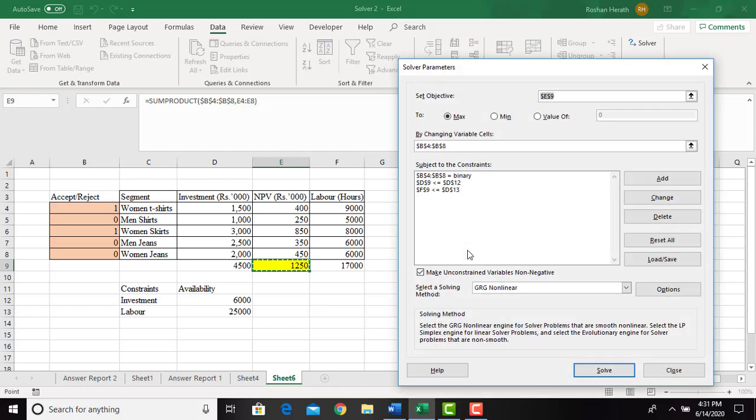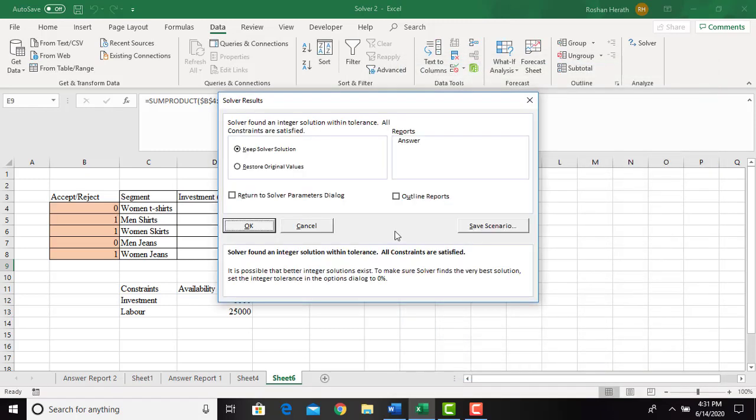So make it a simple linear relationship that you assume between the independent and dependent variables. By making that, you can say solve. Keep the solver solution and the answer.